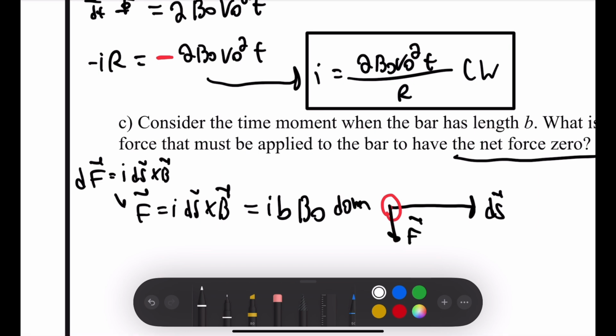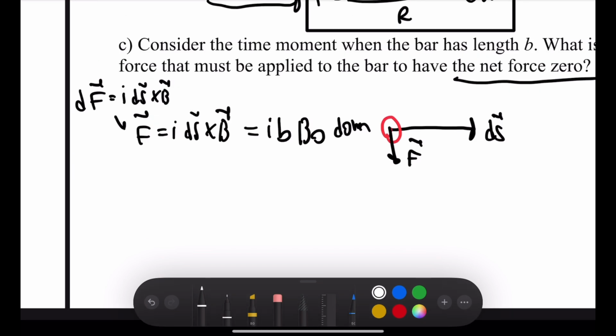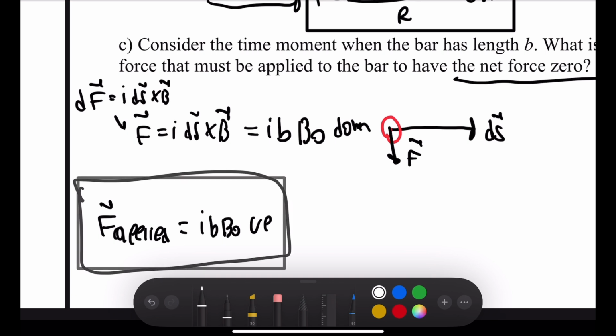Force is down. So if I want to create an applied force to make it equal to 0, I'll just make the force go up. So then force applied is going to equal I b B naught, up. Just in the opposite way to make it cancel out.